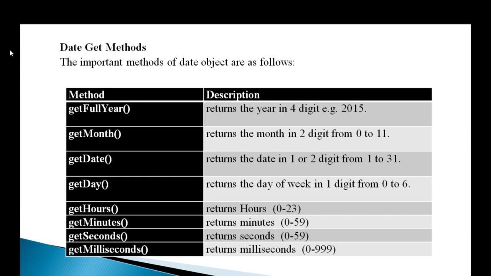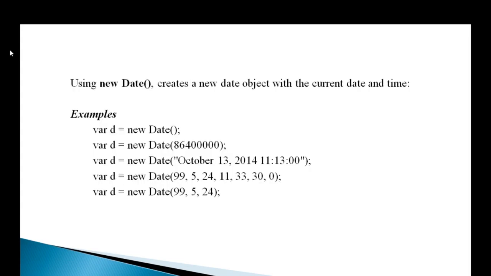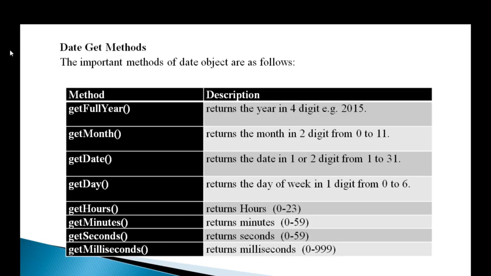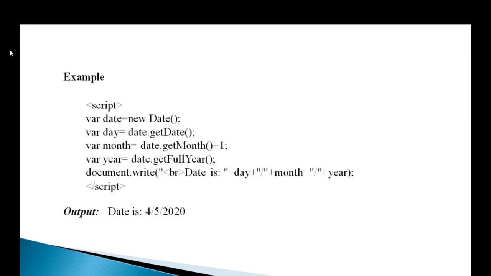Similarly, hours, 24 hours, minutes, 60 minutes, seconds, 60 seconds, 1000 milliseconds. Once again, I am showing the example for these date methods. If you observe here, 99 is the year, 5 is the month, 24th is the date. See the example for these methods.